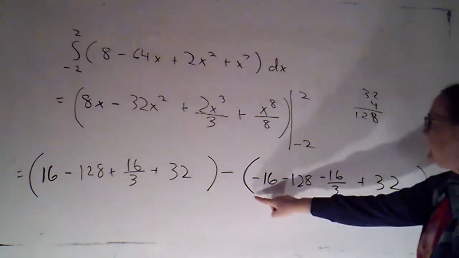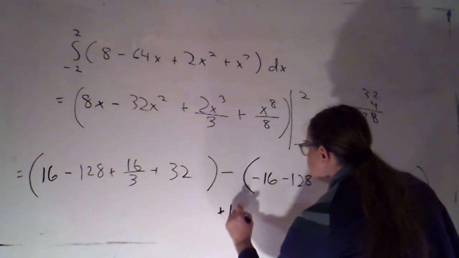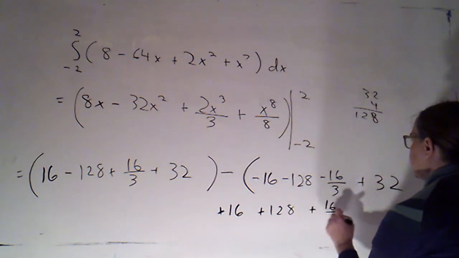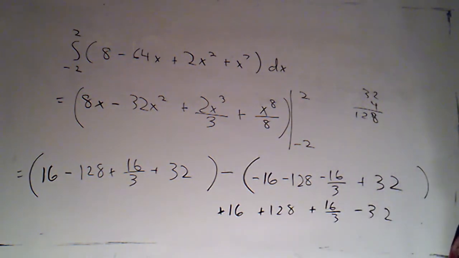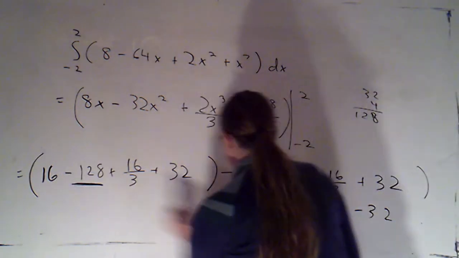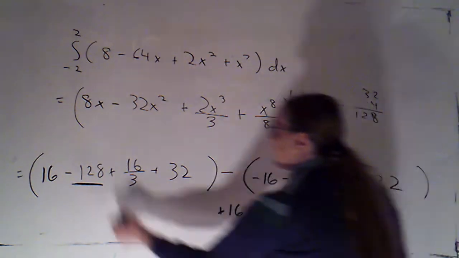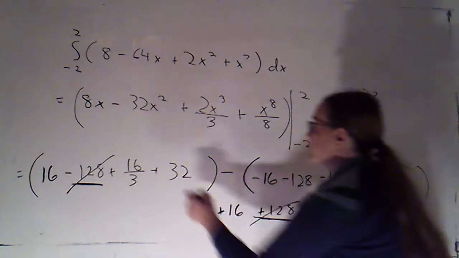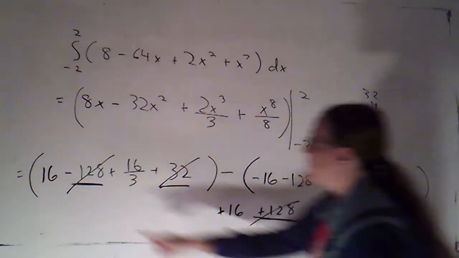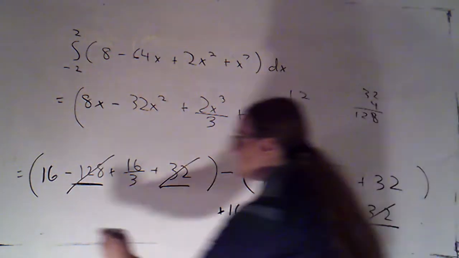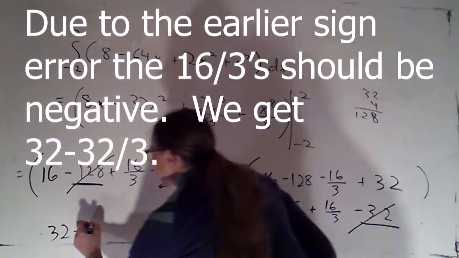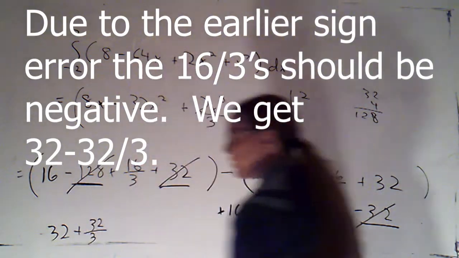32. Okay, let's see. If we distribute this negative, it's going to become a plus 16, plus 128, plus 16 thirds, minus 32. So what cancels? The minus 128 and the plus 128, those are going to cancel. The plus 32 and the minus 32, those are going to cancel. So we're left with 16 plus 16, which is 32, plus 16 thirds plus 16 thirds is 32 thirds.